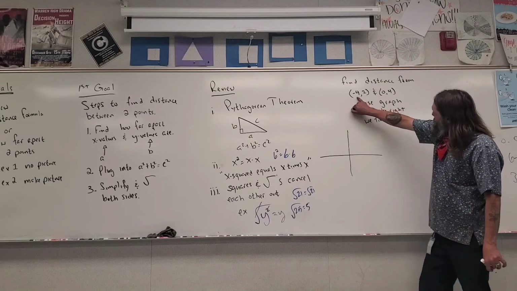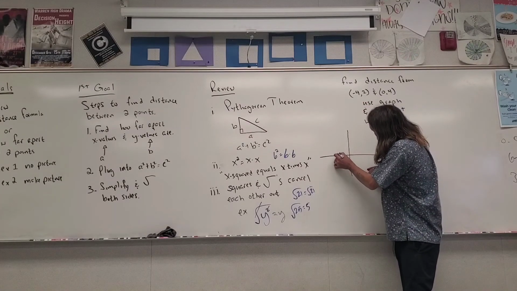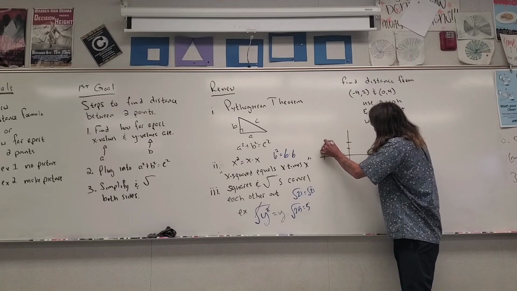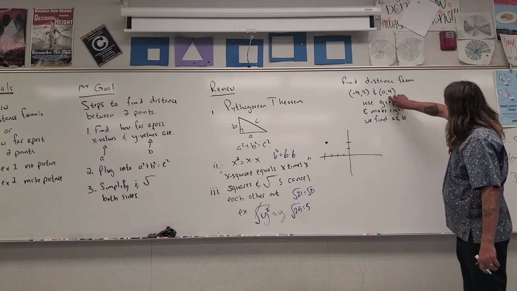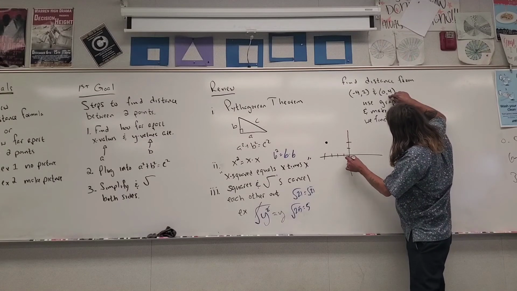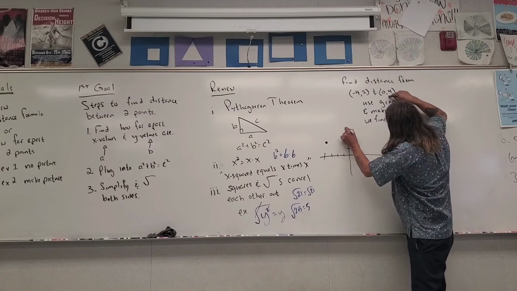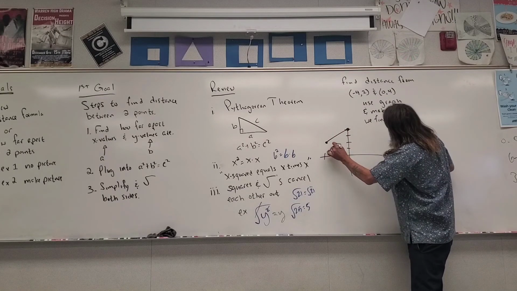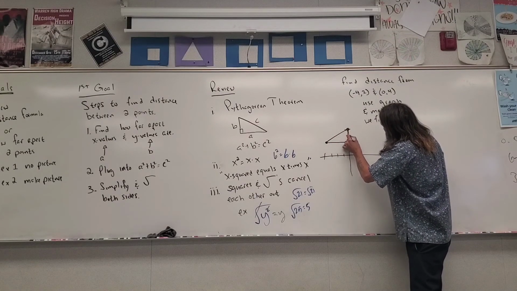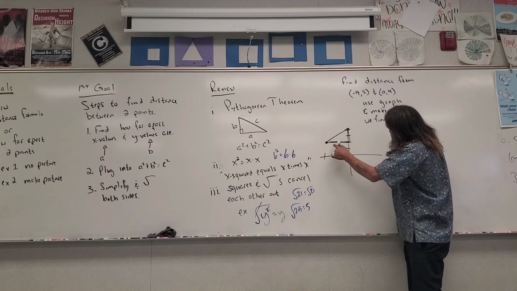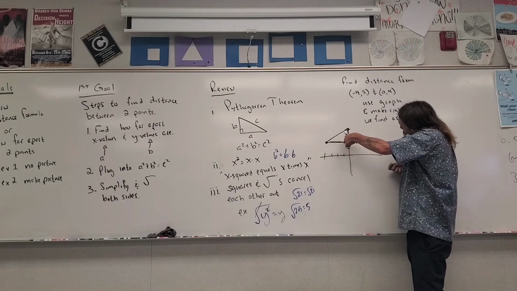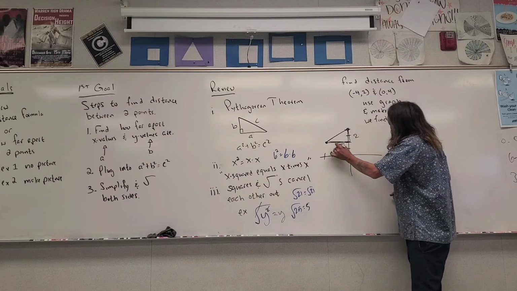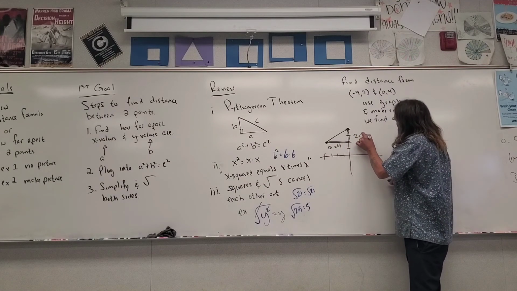So this is (-4, 2). So I go to the left 4, 1, 2, 3, 4, and I go up 2. There's that guy. And this guy is (0, 4). So I go left 0, right 0. I go up 4. All right, so I'm gonna make my right triangle here. Okay. I need to go 1, 2, 3, 4. And I need to go up 1, 2. Remember, that's my A. That's my B.